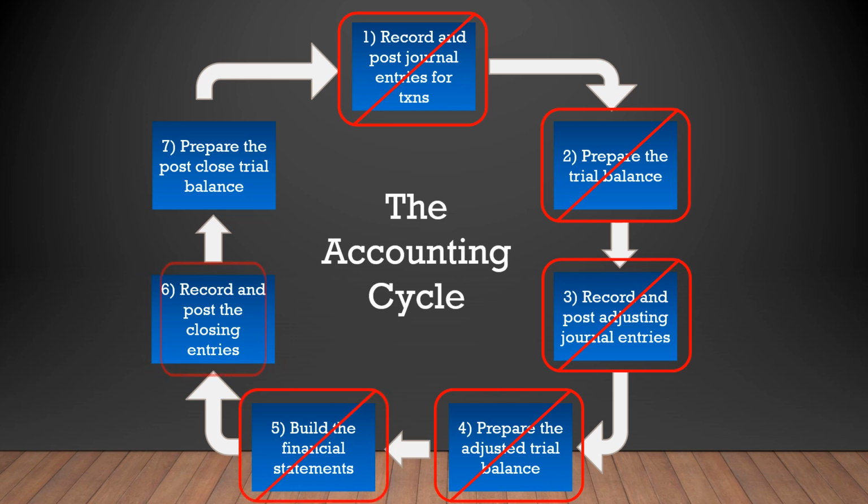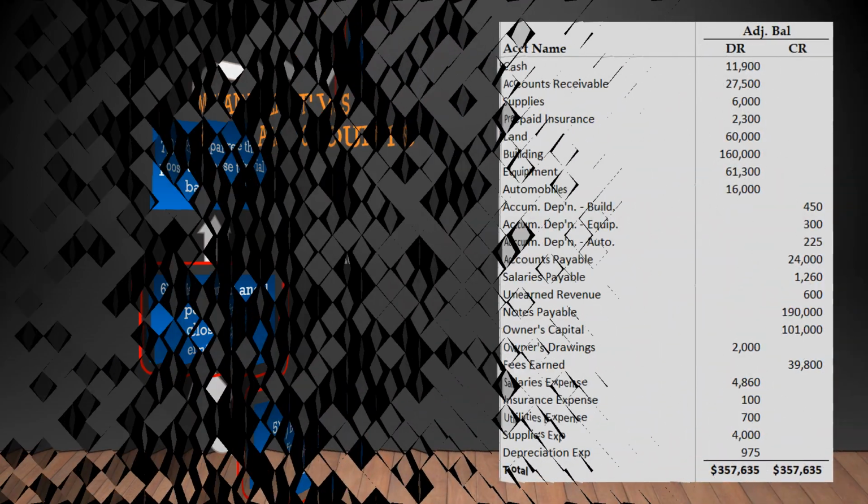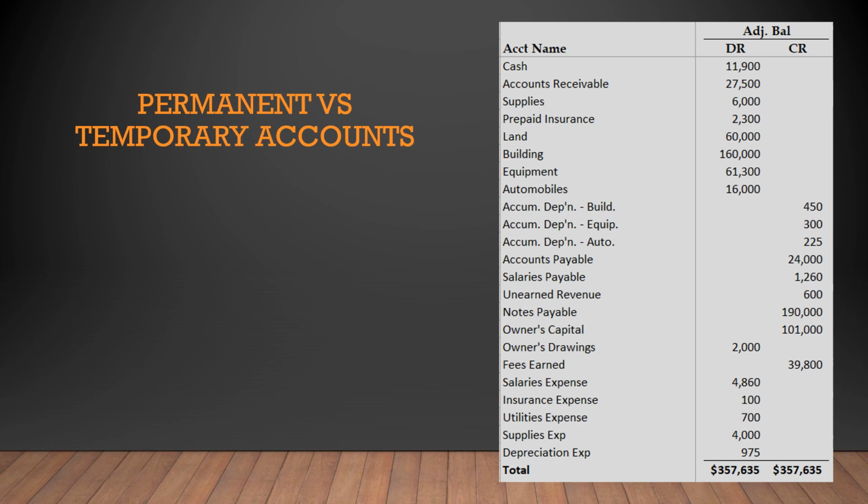Next, we record and post our closing entries. We're getting close to the end. Next, we'll prepare our closing journal entries. Before that, let's discuss temporary versus permanent accounts.